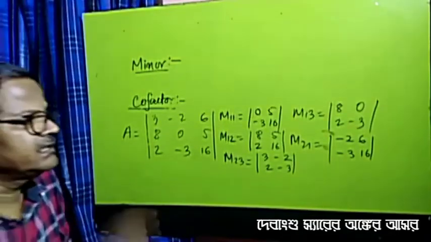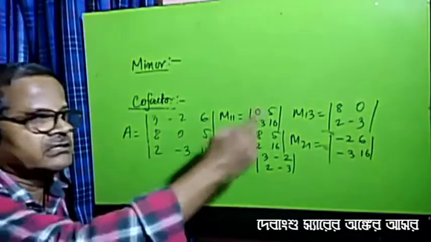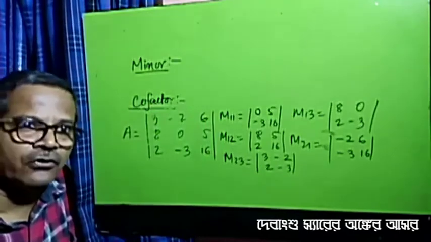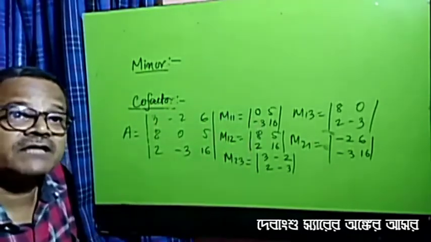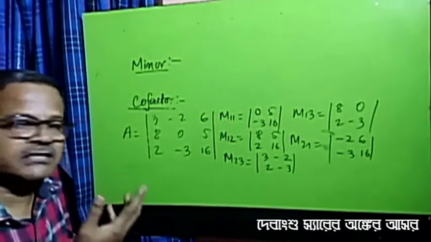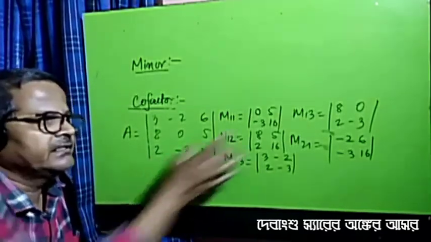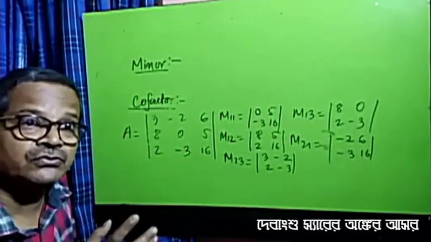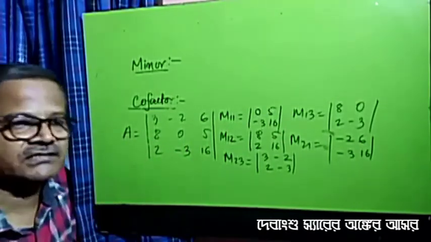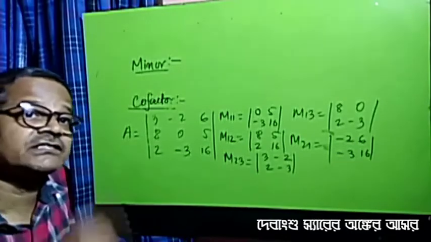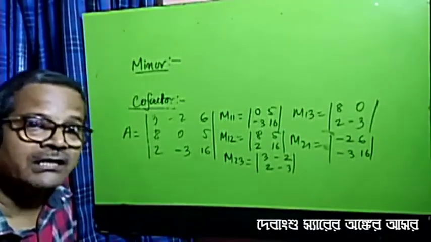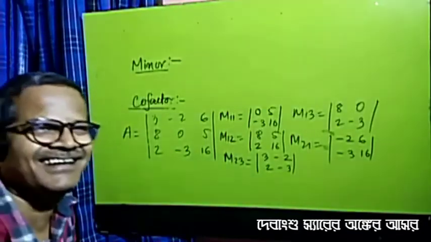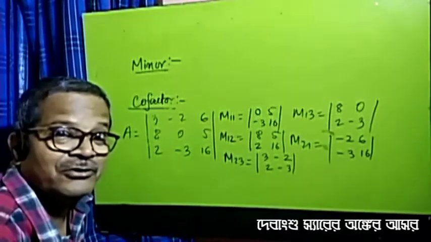Now note that the determinant was third order and minors are second order. Likewise, if the determinant has order 4, the minor should be of third order. If determinant has order n, the minors have order n minus 1. If determinant has order 2, the minors are first order. If it is a determinant of order 1, then it has no minor.